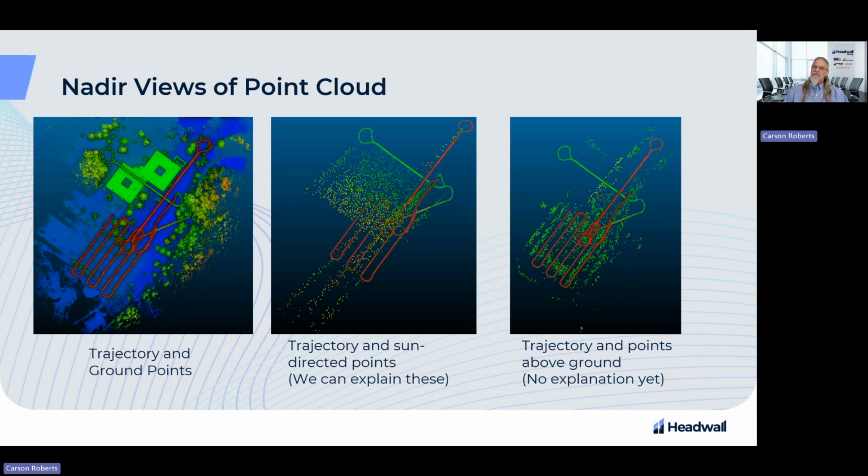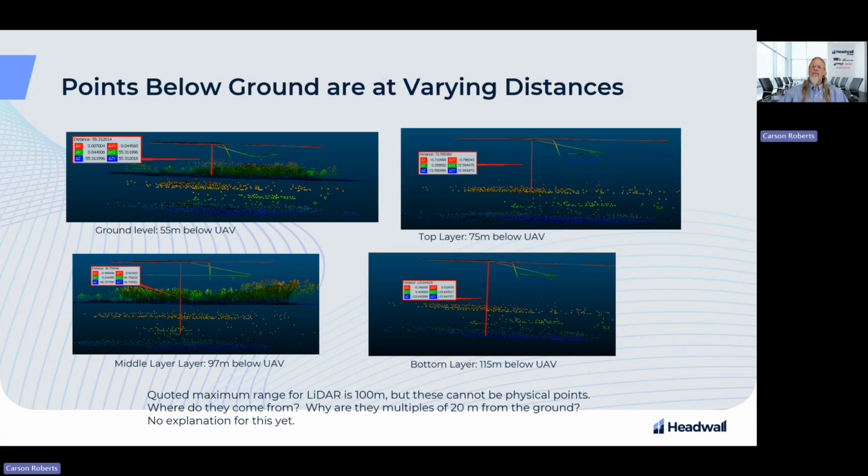There's another set of points above the ground which seem to be correlated with the flight lines, but I don't have a good explanation for them. I believe they're due to internal reflections inside the LiDAR. And then there are points below the ground as well.